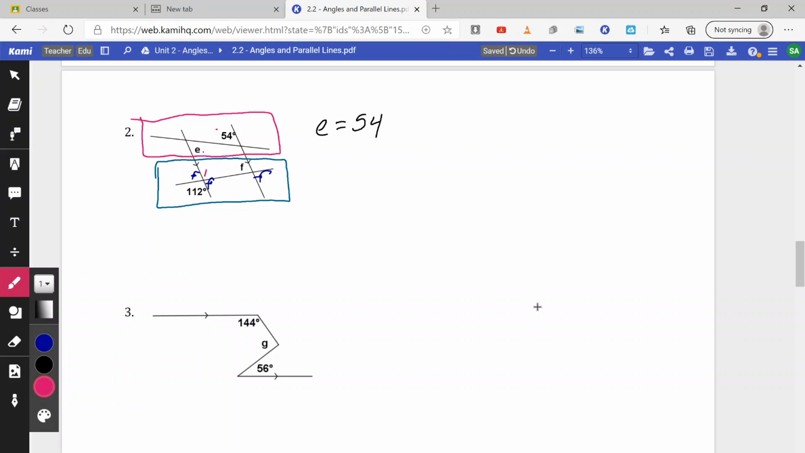And then 112 is going to do the same thing. I alternate, and those are going to be the same degree. So if I take a look here, we see that 112 and F are on the same side of the transversal on the inside. So these are consecutive interior angles, and consecutive interior angles are supplementary according to our theorem. So if I add them together, I'm going to get 180. So all I have to do is subtract 112. And I get F equals 68 degrees.